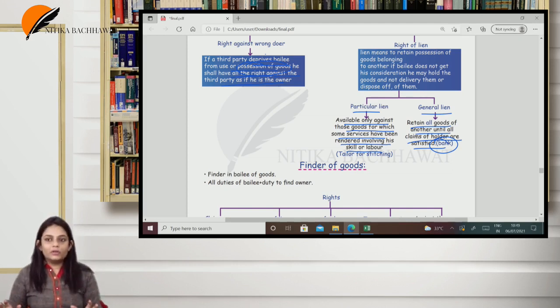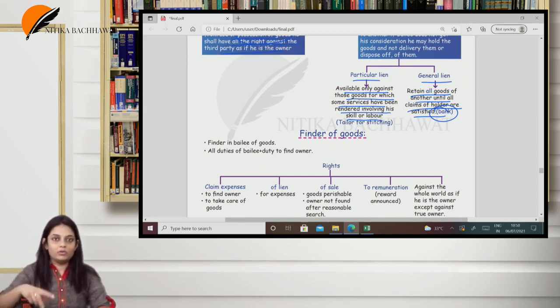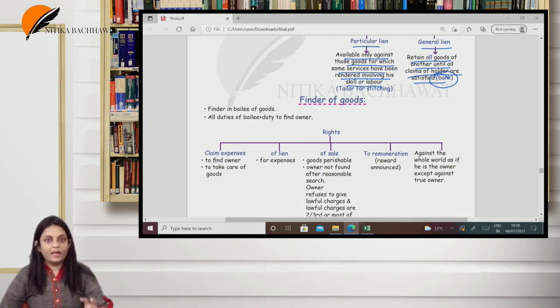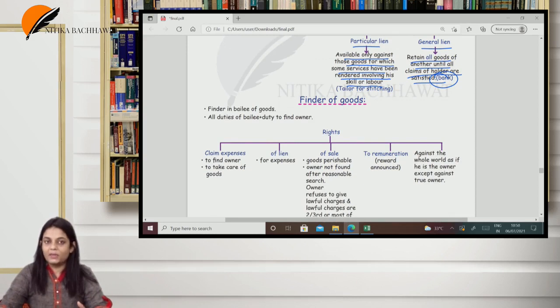Now, finder of the goods. Even if you have done it in foundation also, it's a contract of bailment where the finder of the goods is the bailee of the goods, right? So the finder is a bailee of the goods, and all duties and rights of the bailer and bailee also apply here. Apart from that, the finder of the goods will also have certain other rights against the bailer.